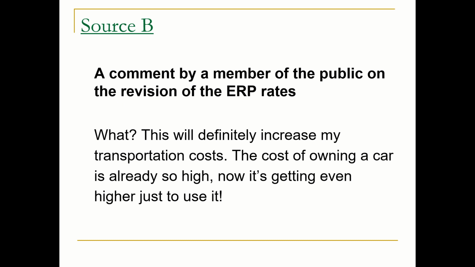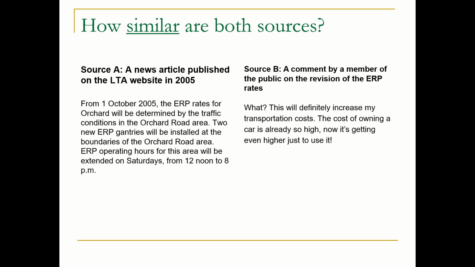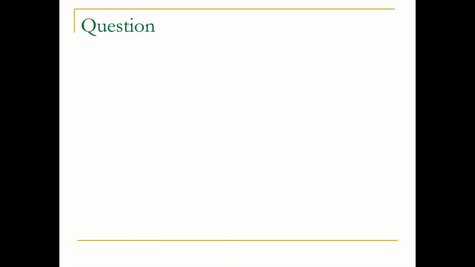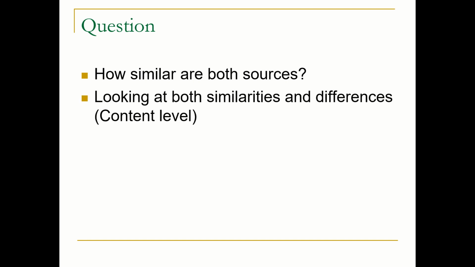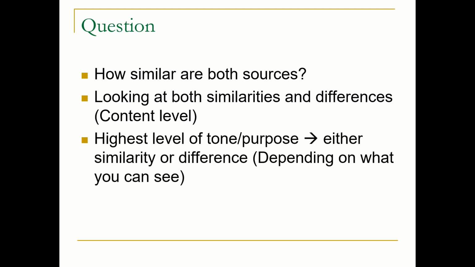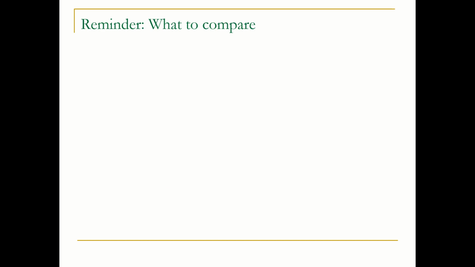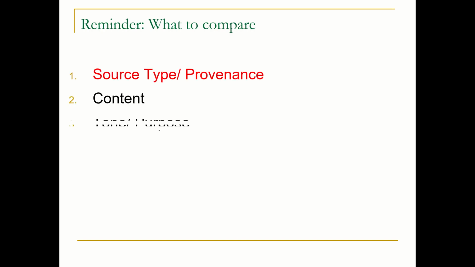Okay, because we are comparing sources A and B, I will show you side by side. The question that we are looking at here is: how similar are both sources? Okay, so let's repeat again. If the question is asking how similar are both sources, then at content level, you need to take a look at both similarities and differences. After that, we move on to the highest level of tone or purpose, where we look at similarity or difference depending on what we can see. So let's try. These are the three things that you should be writing for your comparison answer.